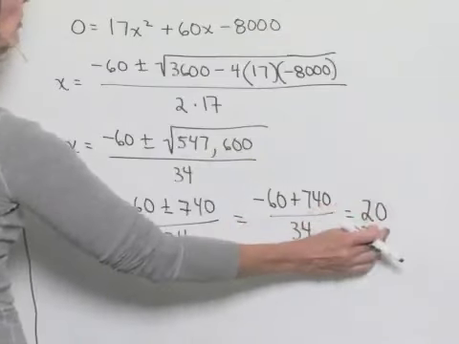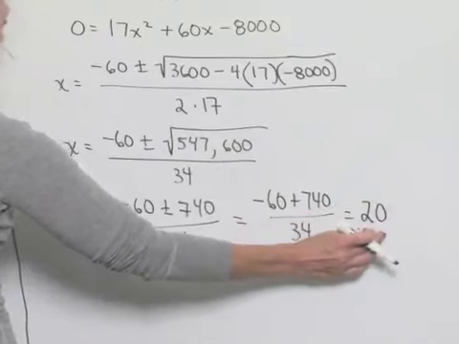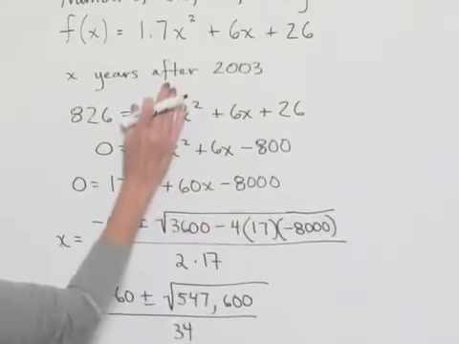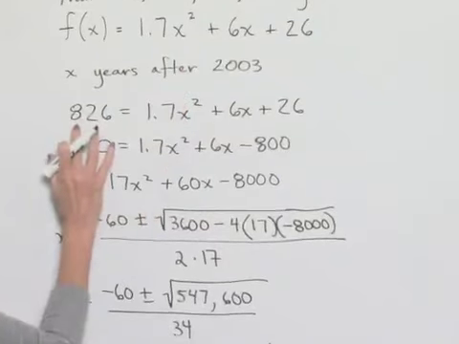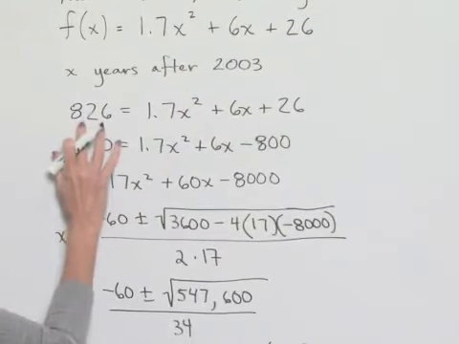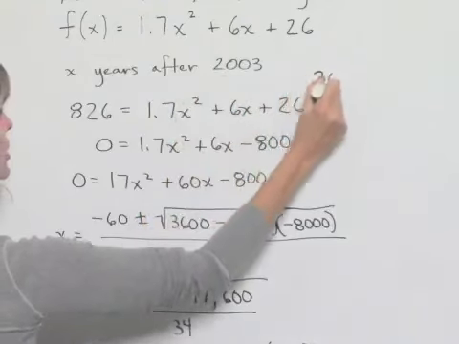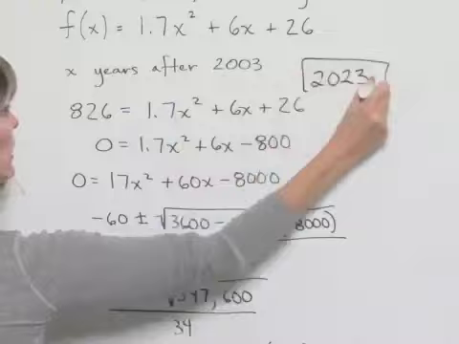And so now let's look back at what this means in context. We were trying to find the number of years after 2003 where we would end up with 826 bicycle-friendly communities. If we go 20 years after 2003, that means we're looking at the year 2023 as our result.